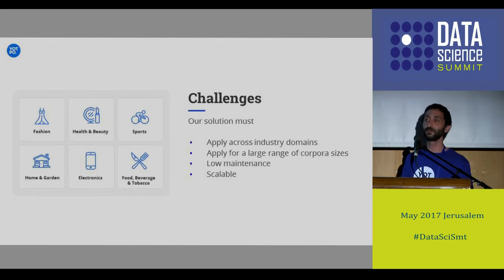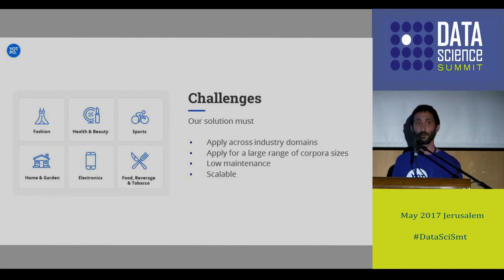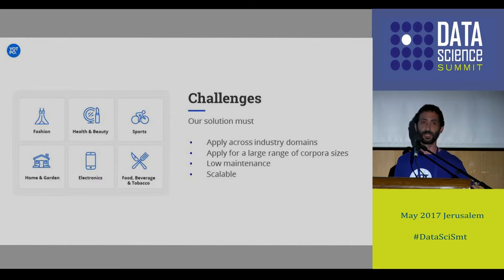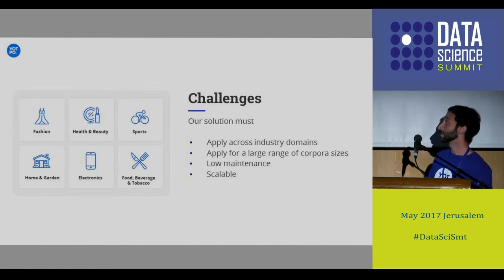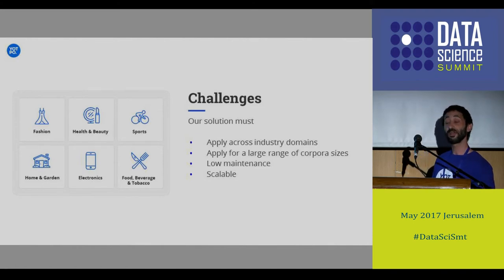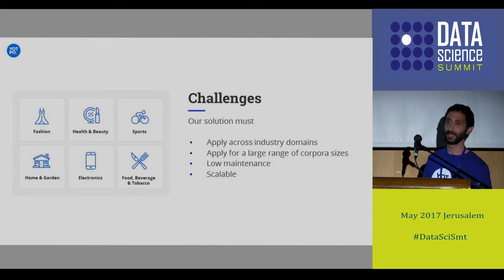So before we start digging into the solution, let's see what our challenges and requirements are. First of all, we'd like our solution to apply across industries. We don't have just hotels or just sports. We have all kinds of them. The second thing we'd like a solution to be is applicable for both small corpora and large corpora alike, because we have many small businesses working with us, and we'd like our solution to apply to them too. It's really important to us. The third and the fourth are a low maintenance solution and a scalable solution. We don't want to tailor a solution per account. It won't scale, and we can't live with that.